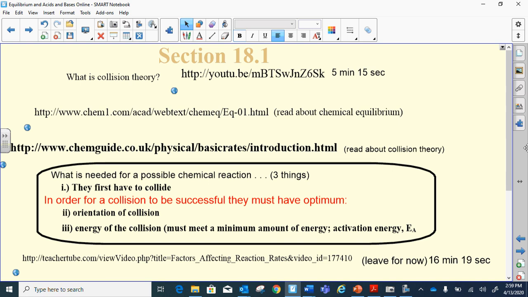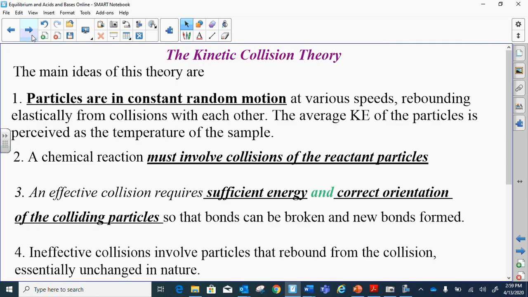You'll note there's a video mentioned at the bottom of this slide. We'll leave that for now. You can come back to that as we progress through the course if you need more information or a better summary. So the collision theory states that molecules, particles are in constant random motion. So kinetic, if you're in physics, you know that kinetic means due to motion. So particles are constantly in motion.